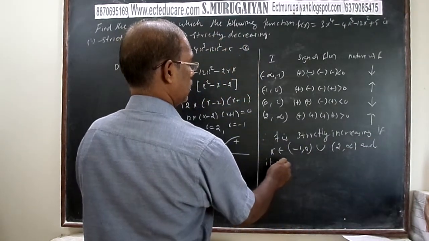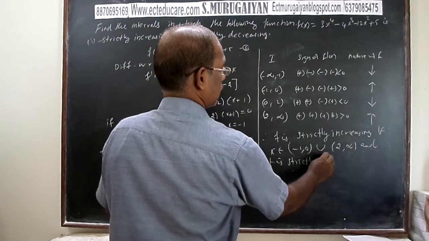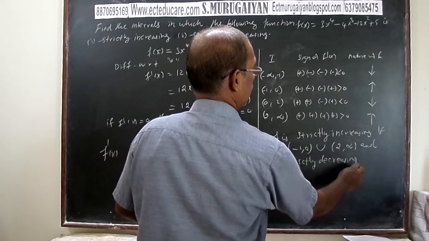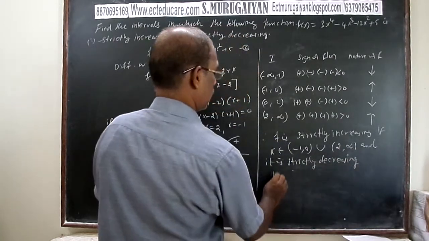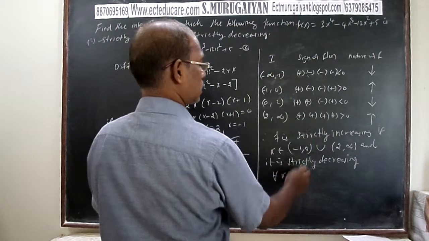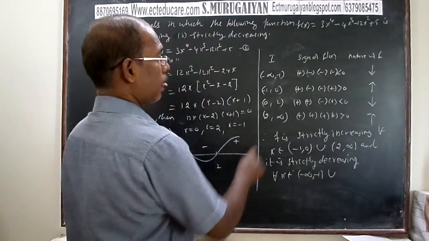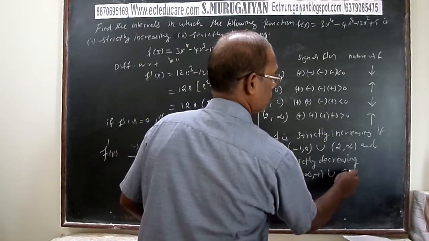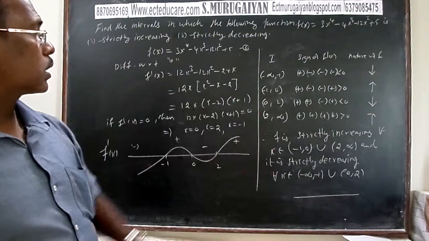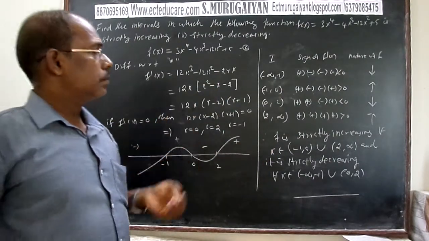And it is strictly decreasing for all x belonging to the interval minus infinity to -1 union 0 to 2. Okay, this is the concluding step, go through it. We'll discuss one more question.